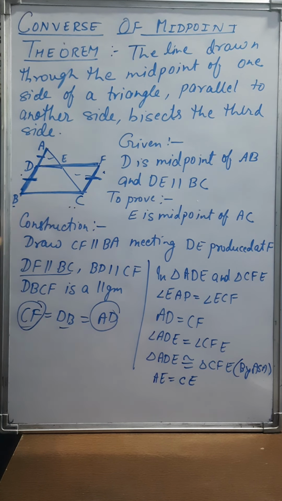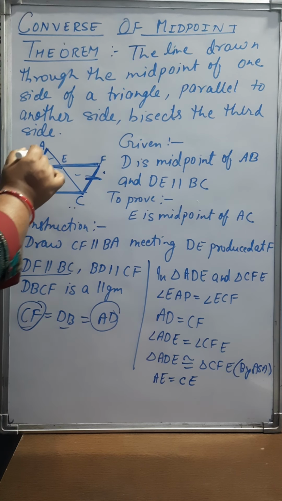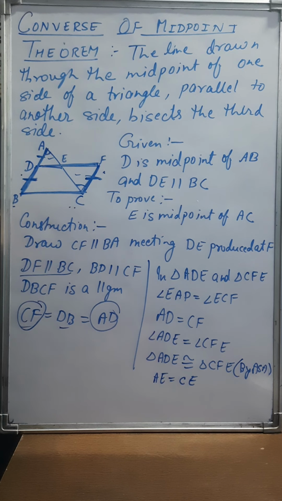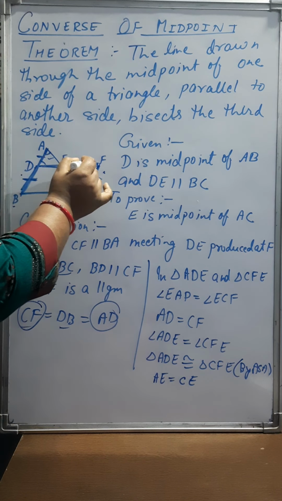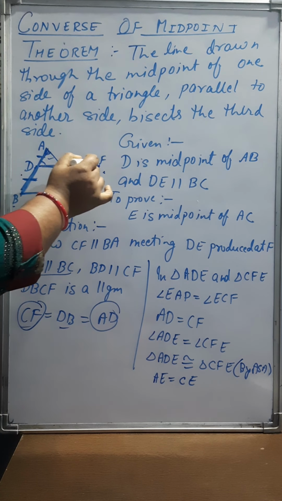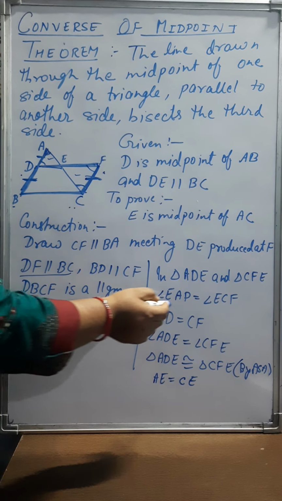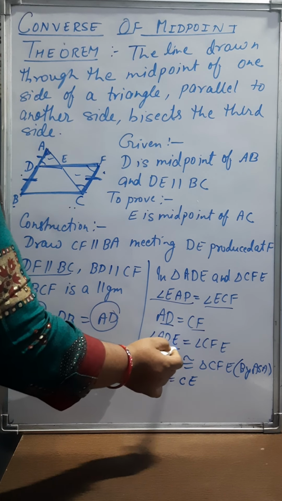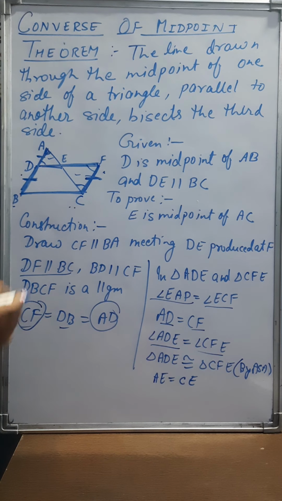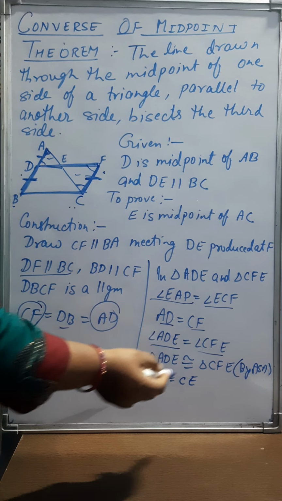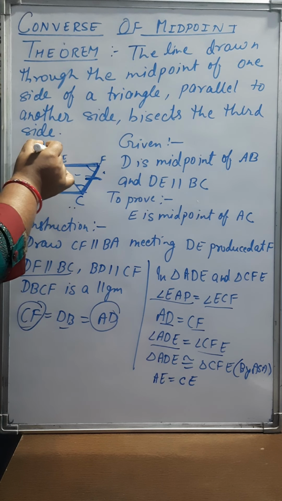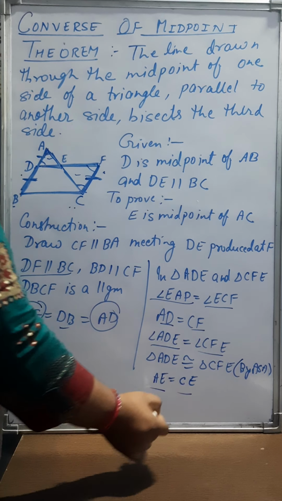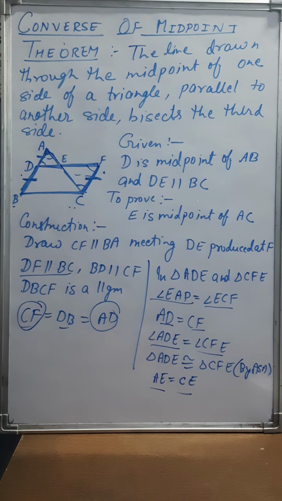Now let us prove that these two triangles are congruent. Since AB is parallel to CF, this angle will be equal to this angle, alternate interior angles. This angle is equal to this angle, and AD we have proved equal to CF, which I have written here. Angle EAD is equal to angle ECF, AD is equal to CF, and angle ADE is equal to angle CFE. So these two triangles are congruent by ASA. So by CPCT, we can write AE will be equal to EC. And if AE is equal to EC, then clearly E is the midpoint of AC.